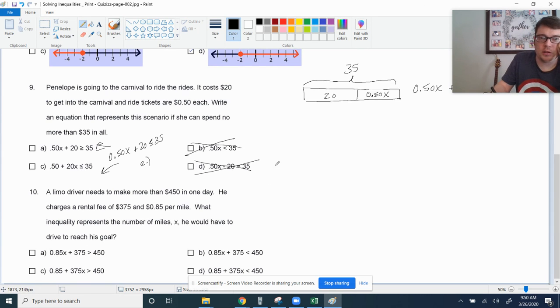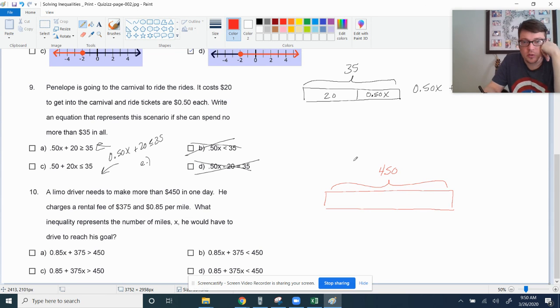All right, limo driver. Let's wrap this thing up. Let's hope this one is actually done correctly. Needs to make money, no more than $450 a day. So 450 sounds like a total. No more, needs to make more than. So that means wants to be greater than that. But that's our total. He charges a rental fee of $375. So a lot of it is just $375 from the rental, and then 85 cents per mile. So it would look like this as your setup.